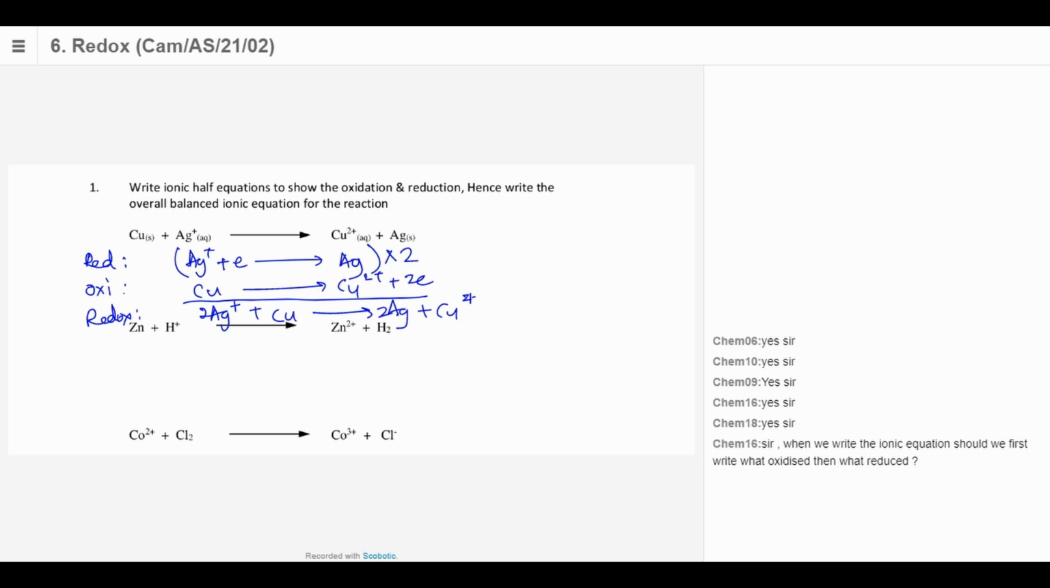There's a question: when we write ionic equations, should we first write what is oxidized and then what is reduced? There's no such order. You can write the reduction half equation first and then the oxidation, or you can write the oxidation first and then the reduction. It doesn't matter.